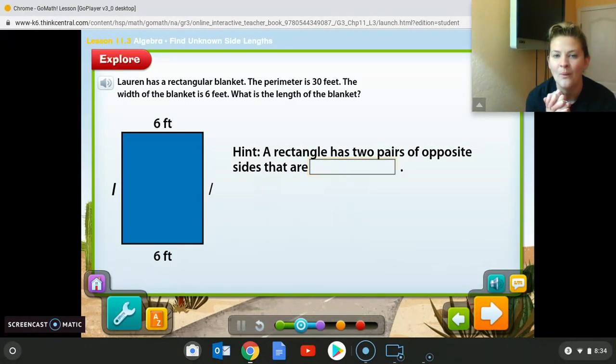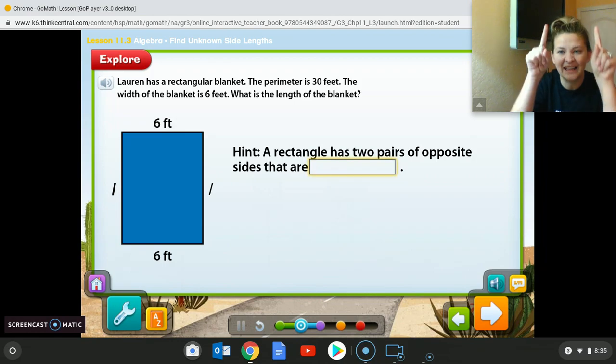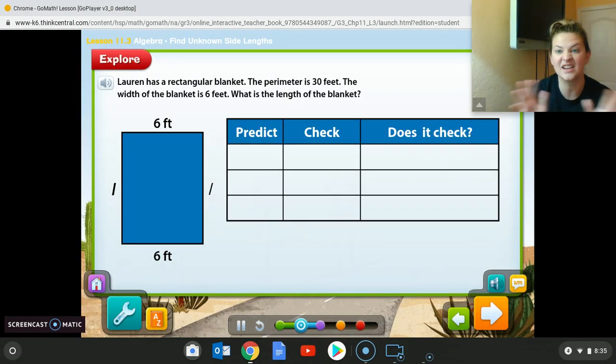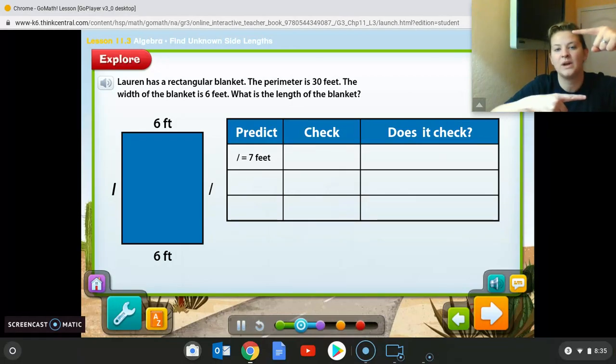So we've got to know that we are finding the length, or how long something is. Width, length. Well, what do we know about rectangles? We know rectangles have 2 pairs of opposite sides that are equal in length. When we're talking about a rectangle, it's not a square, right? So a rectangle has two sides that are the same. These ones would be the same, the two lengths, and these ones would be the same, the two widths.